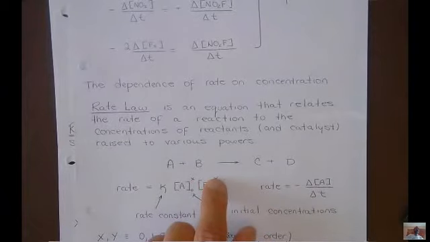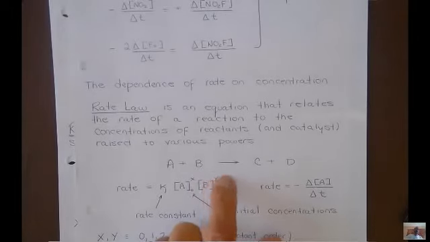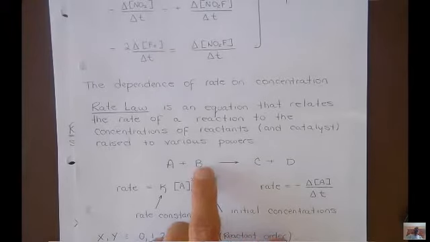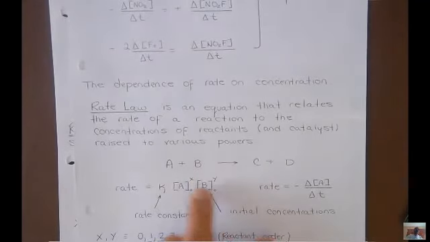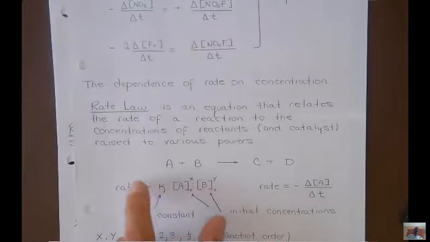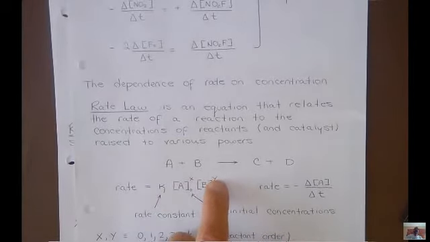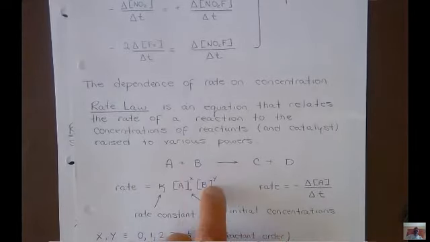If B turns out to be 0 order, doesn't matter, right? Something to the 0 power just puts a 1. That means changing the concentration of B does not affect how fast the chemical reaction happens. That happens a lot. If this turns out to be 0, and I wanted to describe it to everybody, I would say the order of the reaction in B is 0.